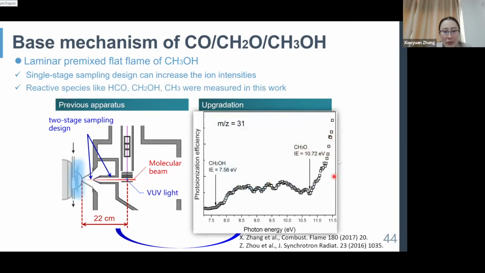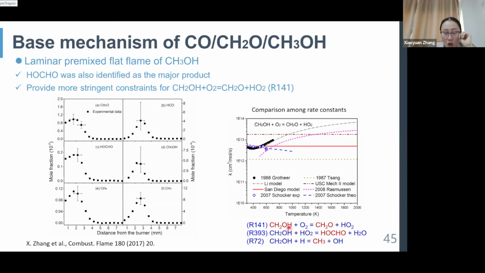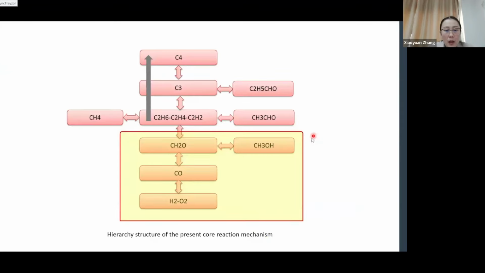As we can see, I listed the major reactions for the formation of methyl, formic acid, and formaldehyde. The rate constants for R141 have very large discrepancies, while the speciation data measured in this work can provide some constraints for these reactions. Okay.